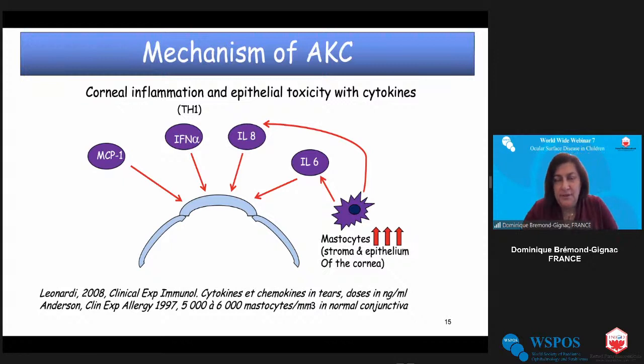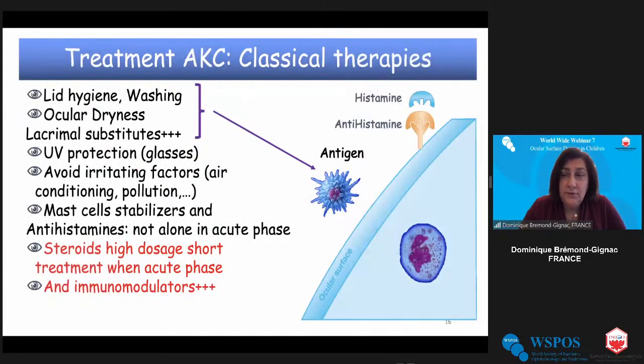Well, I will go very quickly for the mechanism, but you see that there is corneal inflammation and epithelial toxicity with cytokines. So about the treatment, it is classical therapy first: eyelid hygiene, washing, and ocular dryness should be corrected with lacrimal substitutes. I really recommend something very important: preservative-free. And I say that for every pathology in children, if you can have that, go to preservative-free. UV protection is good also. Avoid irritating factors such as air conditioning and pollution.